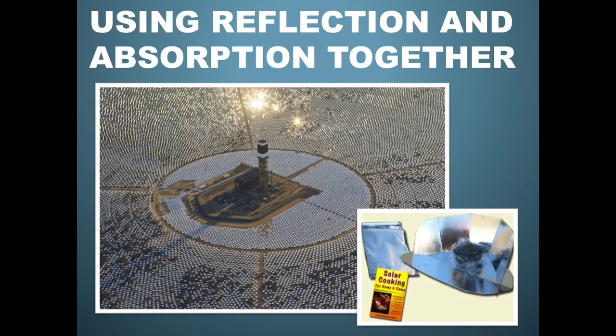You can also take this down to a much smaller scale in a solar cooker. A solar cooker does the same exact thing. You adjust your panels to make sure they're all reflecting sort of to the middle where your pot is, and then the pot is black. And the pot absorbs all the thermal energy coming from the reflective panels and ends up cooking your food.